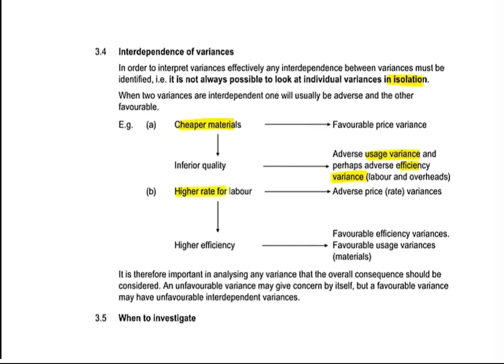Again, a flip side, paying more for labour might give you an adverse rate variance. However, that might have a positive impact on efficiency variances. So we might be able to do the work quicker and also use less materials.